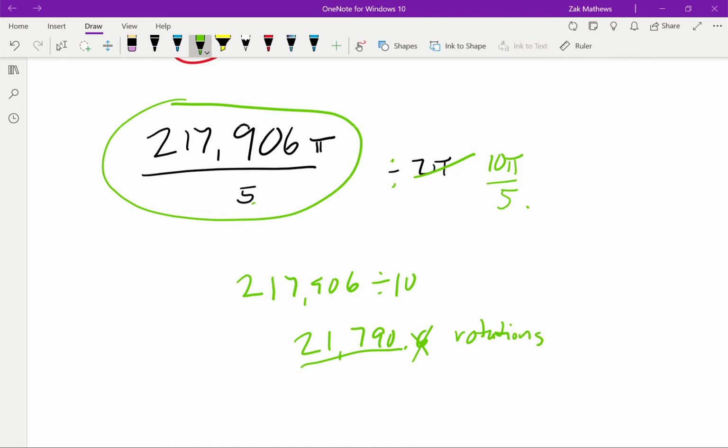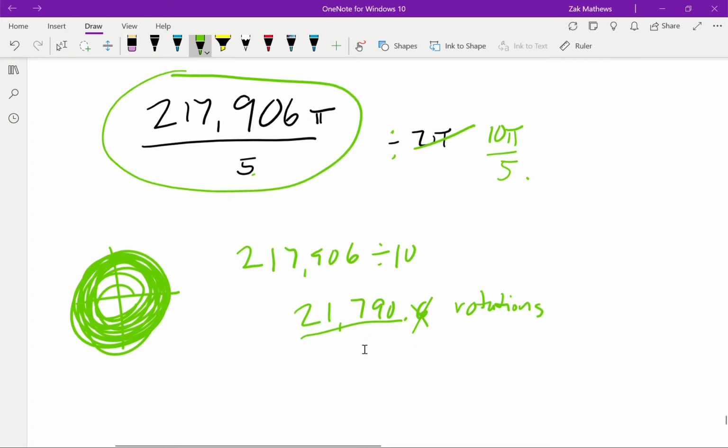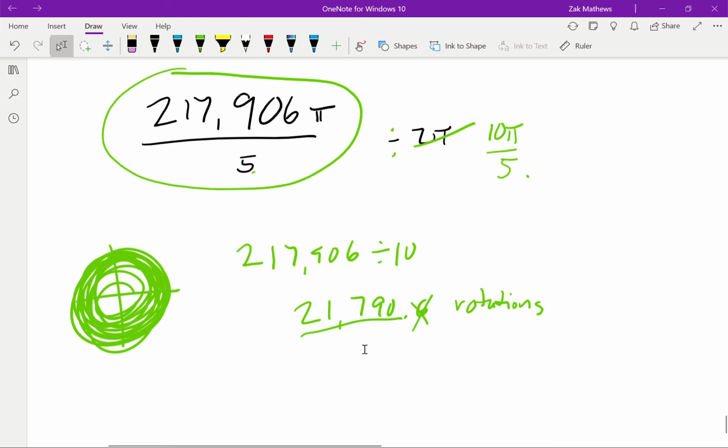So if I were to have plotted this thing with all of its rotations, I would have whatever angle I'm going to end up with, but I would have 21,000 rotations. I would do this 21,790 times. Yeah, I'm not going to do this, obviously, it would take all day long. Or another way to think about it is that is the number of times I need to subtract 2 pi to get to my angle between 0 and 2 pi.